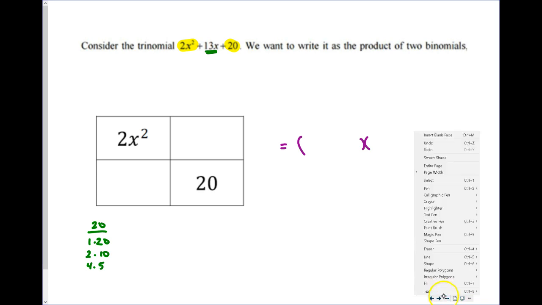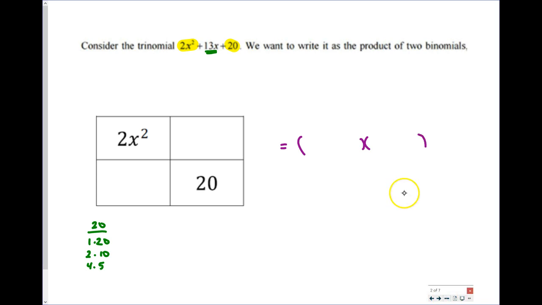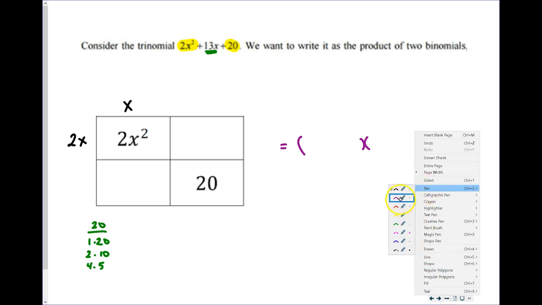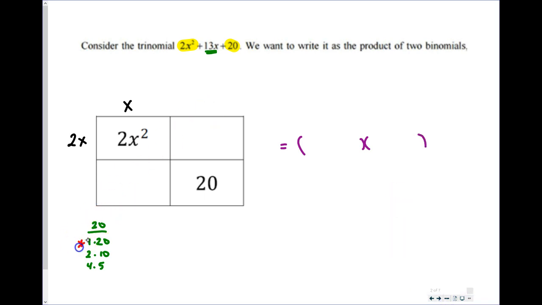So let's just try doing some guessing here. For 2x squared, I know one side has to be x and the other side has to be 2x. There's no other combination that will get me 2x squared. Okay? One has to be 2x, one has to be x. So now I'm going to try and make a guess. I'm going to first try 1 and 20. Remember, I'm trying to get a 13. So let's put a 20 here and a 1 here. Okay? 20 times 2x gives me 40x, and x times 1 gives me x. Does this give me 13? Nope, it sure doesn't, so I'm going to start over and try again.